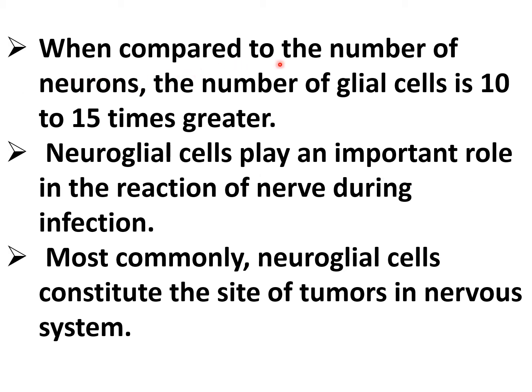When compared to the number of the neurons, the number of the glial cells is 10 to 15 times greater, and they play a very important role in the reaction of the nerve during infection. And most commonly, the neuroglial cells constitute the site of tumors in the nervous system.